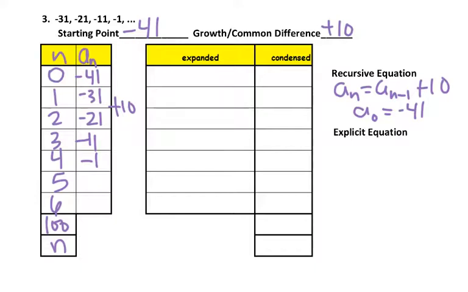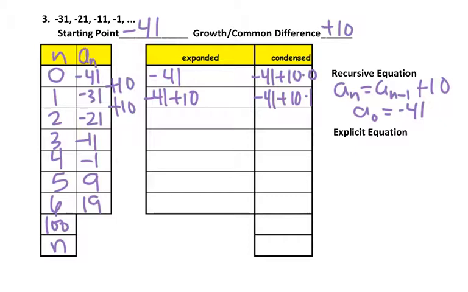Okay? So then, if we add 10 to negative 1, that would actually give us positive 9, then positive 19. Okay? So, expanded, negative 41. Condensed, negative 41 plus 10 times 0. Because we don't add any 10s in that case. Okay? Then negative 41 plus 10. So, condensed, negative 41 plus 10 times 1. Right? Because we're matching how many times we would add 10.